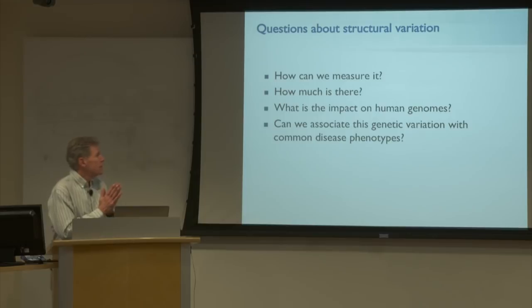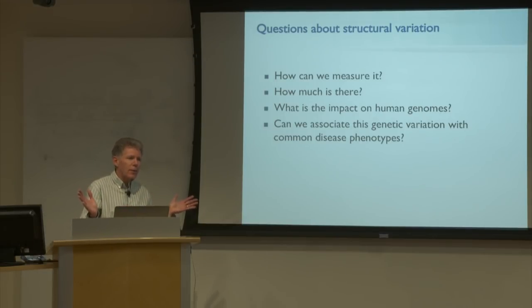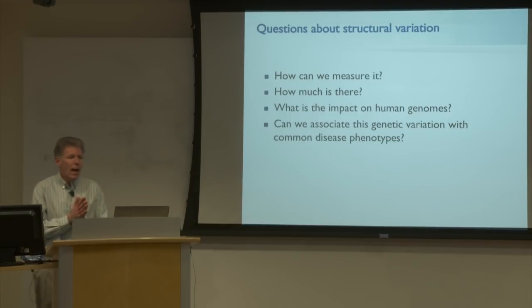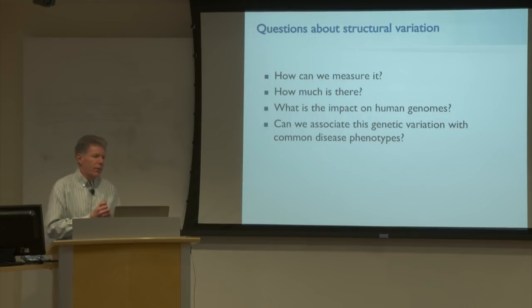So some of the questions that I want to address today about structural variation are: how do we measure it? How do we know it's there? How much is there? How much structural variation do we have in the human genome? How does it impact our genomes? And can we associate this variation with common disease phenotypes, and how do we go about that?